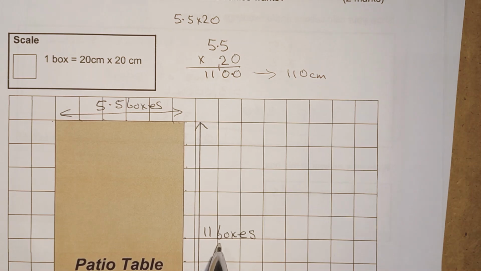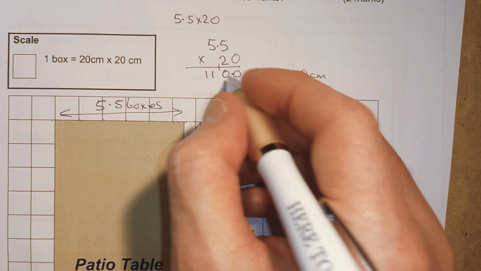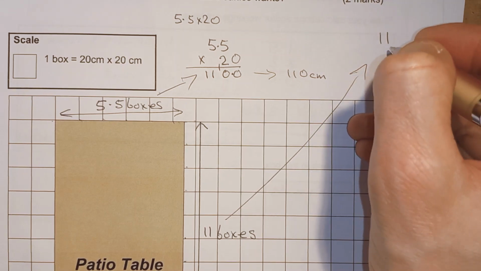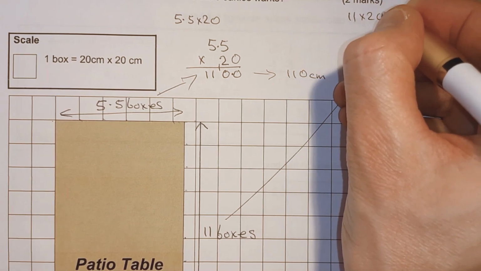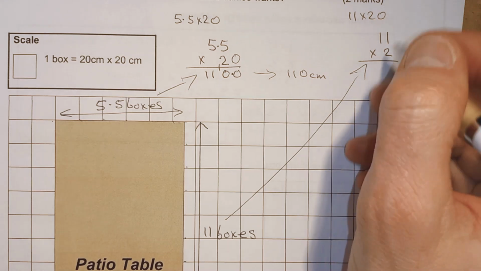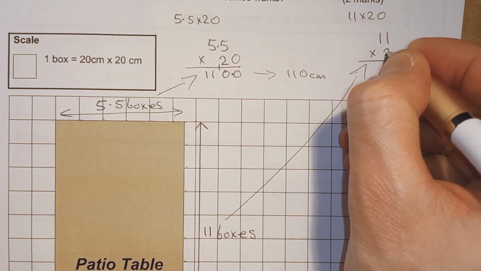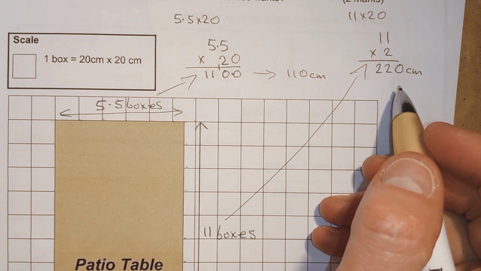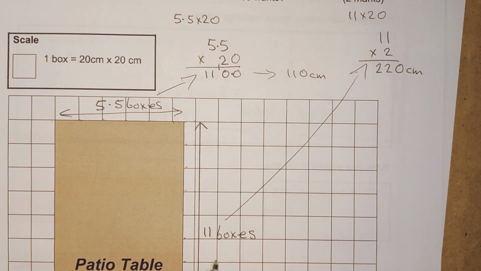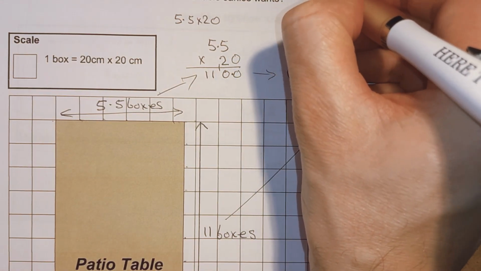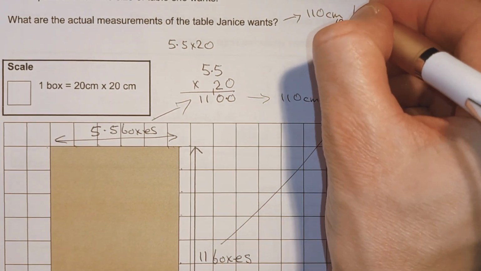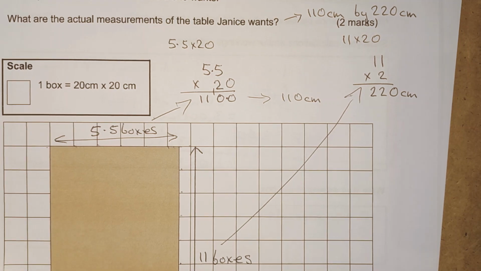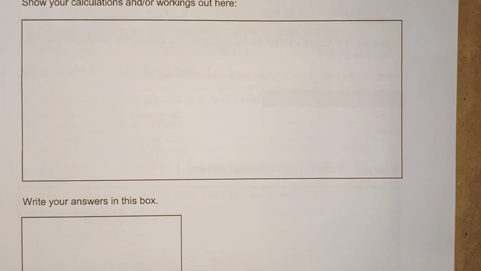Now we need to do something similar down here. So that's for up here. For the 11 boxes, well, it's going to be 11. Again, times 20, so we want 11 times 20, but I'm going to do 11 times 2. Again, I'm just going to ignore the 0 and put it in afterwards. 2 times 1 is 2. 2 times 1 is 2. Add the 0 on. We've got 220 centimetres. We've got no decimal places this time, so we just keep it like that. So the actual measurements of the table Janice wants are 110 centimetres by 220 centimetres. And in fact, we've got a box here to put our answer.